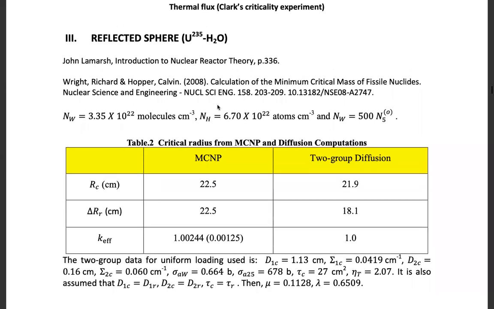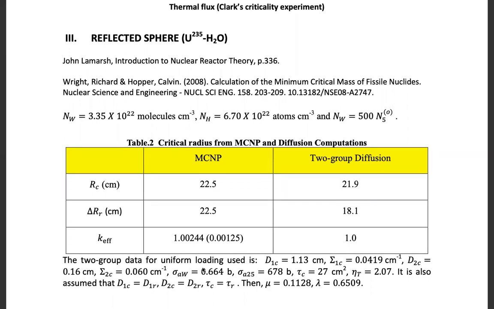Okay, so let me take a bare sphere of a homogeneous mixture of U235 and water, and let me reflect it with an outer sphere of water. So the inner sphere is core, the outer is reflector. Now, in the book by Lamarche, this is the data for the two-group analysis which has been carried out. You can go to page 336 and you can see how the two-group theory is built in.